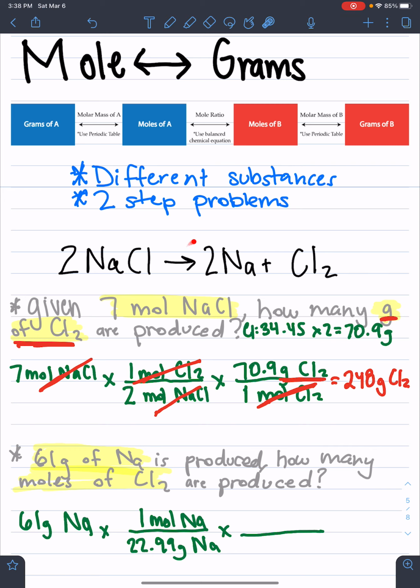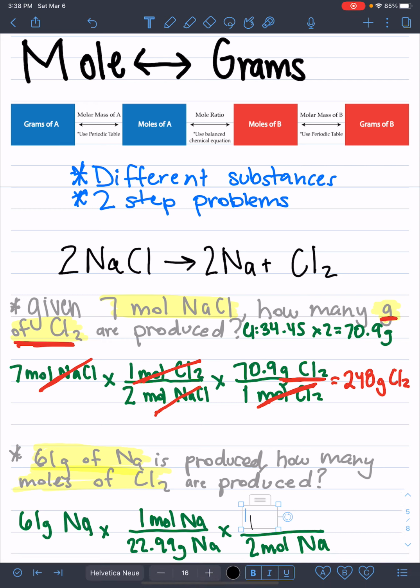And we look at our equation, we see there's 2 moles of Na in this equation. So you have 2 moles of Na on the bottom. And on the top, we want moles of Cl2 because that's what we're trying to work towards. So you use your equation, you see there's just 1 mole of Cl2 for the top.